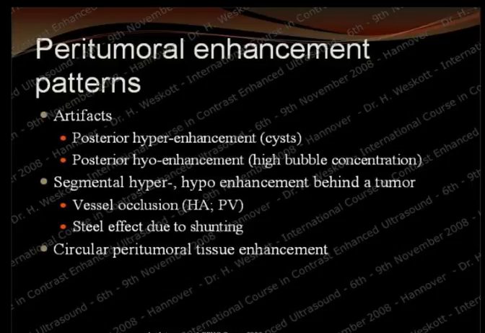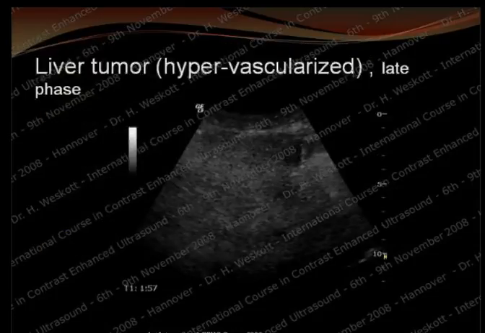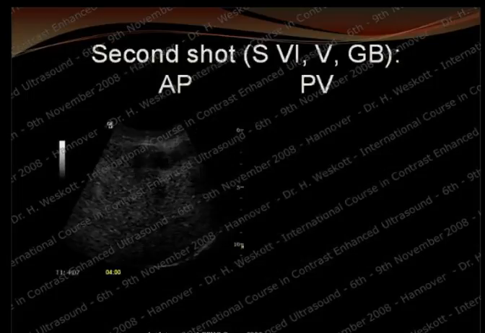And you may also have a circular peritumoral enhancement, and I will show you examples of all these. So this was a patient where we were looking for tumor. We see here 2 metastases in the right liver lobe, segment 8, and then we were very astonished because when we again did the contrast examination, this is the second shot, look at the arterial phase, what is happening.